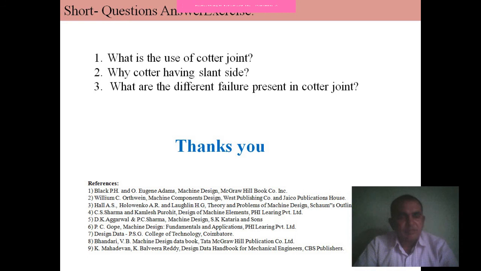So the conclusion of this lecture is based on the short answer questions. What is the use of the cotter joint? Why does the cotter have slant sides? And what are the different failures present in the cotter joint?